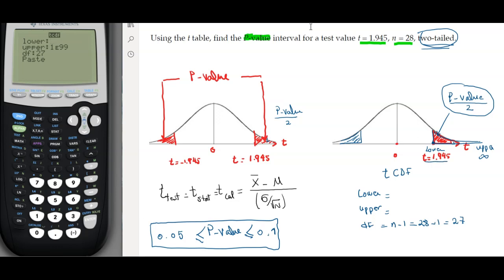So the lower end is 1.945. The upper end is going to be infinity. However, the calculator does not have infinity notation, so what you're going to do on the calculator, you're going to put 1 e to the 99. So basically it's 10 to the exponent 99, which is a huge number, right? So the lower end is going to be, I'm going to type it in the calculator now, 1.945.